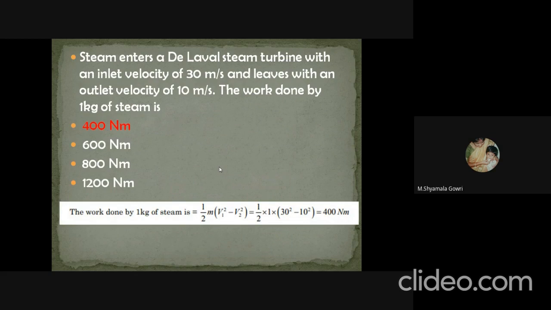The steam enters a steam turbine with the inlet velocity of 30 meters per second and leaves with the outlet velocity of 10 meters per second. The work done by 1 kg of steam is, from this formula, 1 by 2 m (V1 square minus V2 square). Here V1 is 30 and V2 is 10. By substituting its value, we'll get 400 Newton meter.